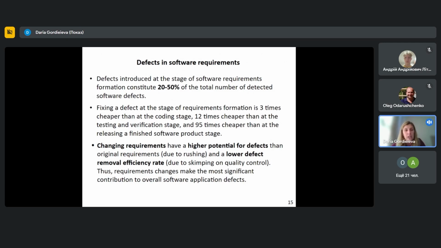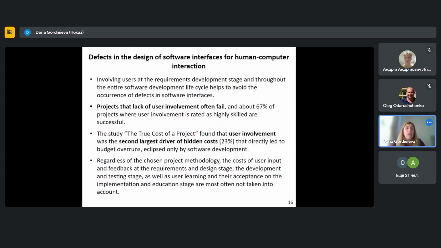Fixing a defect at the stage of requirements formation is always cheaper than at any other stages. Changing requirements have a higher potential for defects than original requirements due to rushing and lower defect removal efficiency rate due to skimping on quality control. So requirements changes make the most significant contribution to overall software application defects.